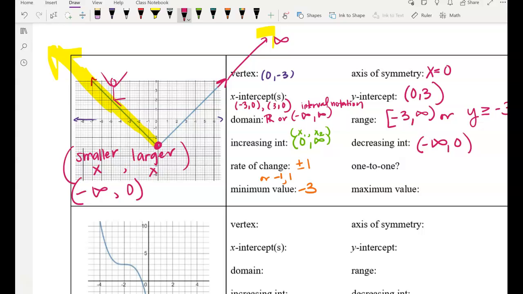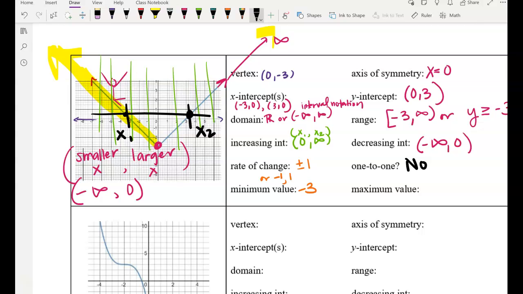Is this a 1-to-1? First, you have to say, is it a function? It does pass the vertical line test, so it is a function. But does it pass the horizontal line test? No. One horizontal line intersects at 2 locations. What this tells me is that one y value has 2 different x locations, x1 and x2. So that is not a 1-to-1. Even though it is a function, it's not a 1-to-1 function.